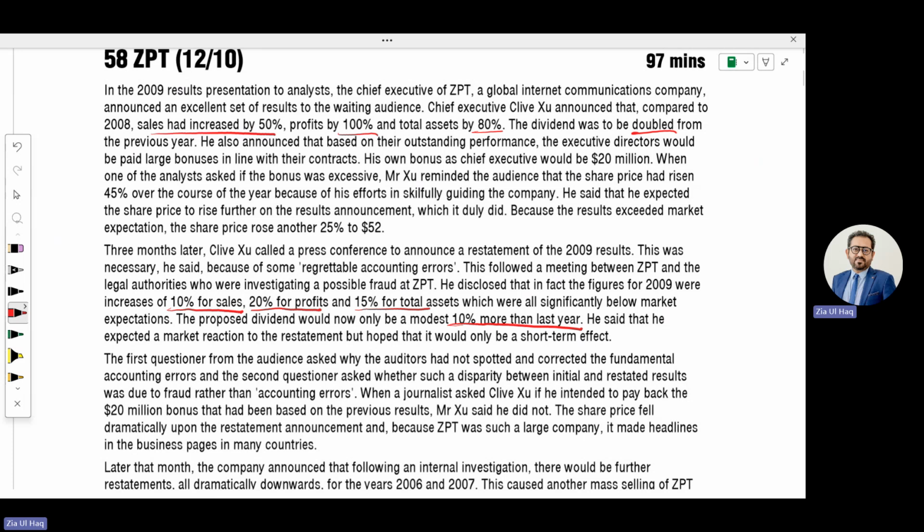He said that he expected a market reaction. This restatement will have some reaction from the market, but he hoped that it would only be a short-term effect. But don't worry, it will be a short-term effect. I will take care of it.